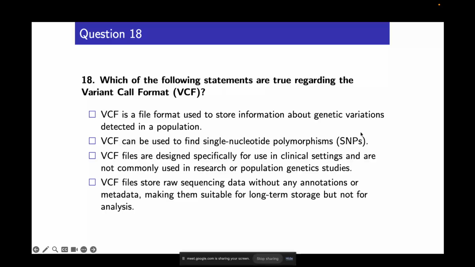It can be used to find SNPs. You can even store larger variations there as well. The third option is very bad. It is used across all clinical settings and also research, population genetics, etc. All of them store it.